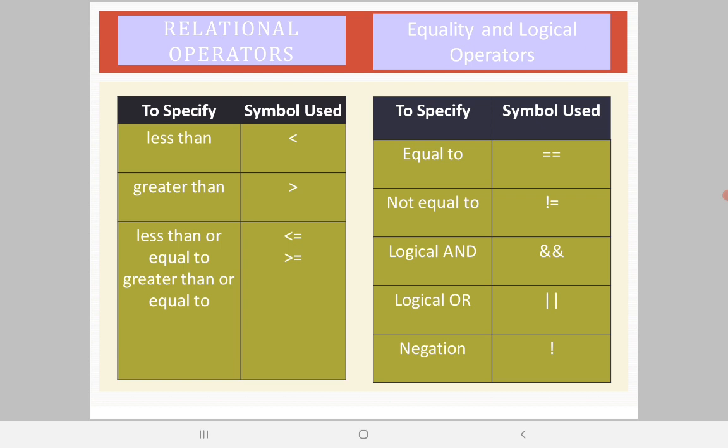And logical operators. What are logical operators? Logical and is double ampersand, logical or is two vertical bars, and negation is the exclamation mark. So these are called equality and logical operators.